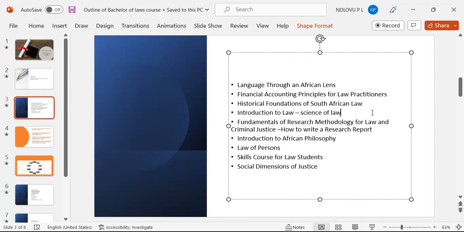And then you've got your fundamental principles of research methodology, for law and criminal justice. We are concerned here about how to research the law, how to find the law, and how to seek and find solutions to some of the prevailing problems in society, because law is an instrument for the resolution of social problems and society's problems. So it's very important as a lawyer that you know how to research, you know how to apply research methodology, and then you also know how to write a research report at the end, when you've established whatever findings you have.